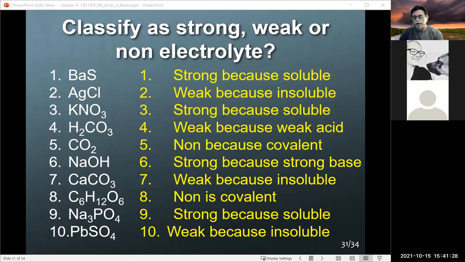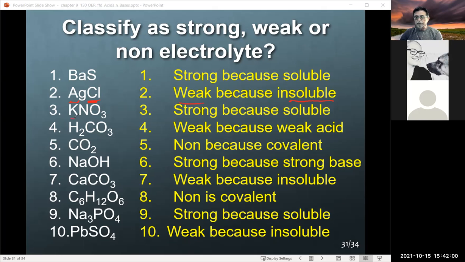We got silver chloride here. And anytime you see silver, unless it's bonded to nitrate or acetate, there's a good chance it's insoluble. It's a heavy metal. And so we go verify it. We look at the chloride under the solubility rules, first column. Chlorides are soluble except when they're bonded to silver, which makes it insoluble. Therefore, it's a weak electrolyte.